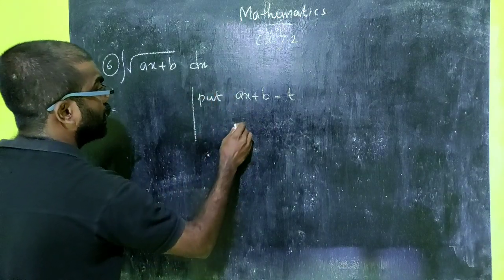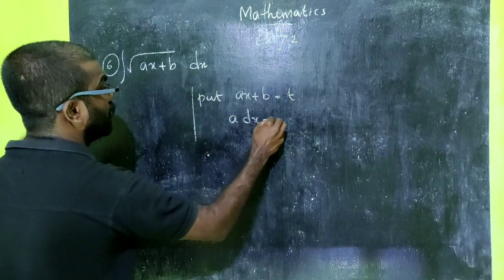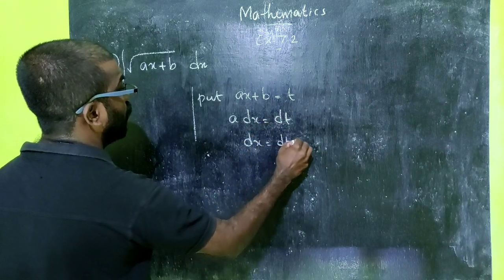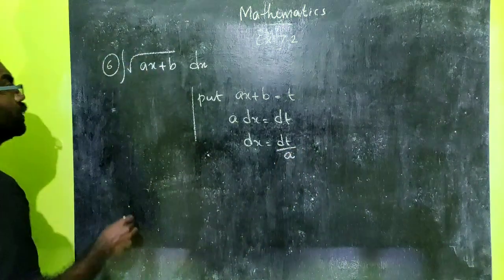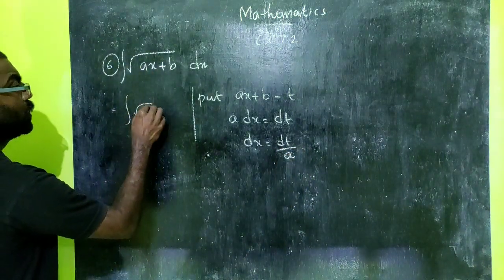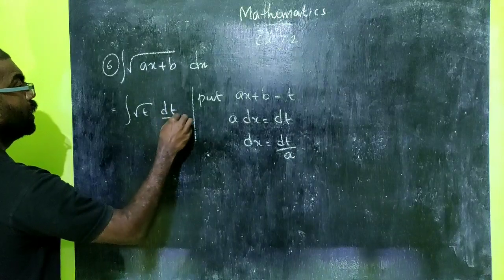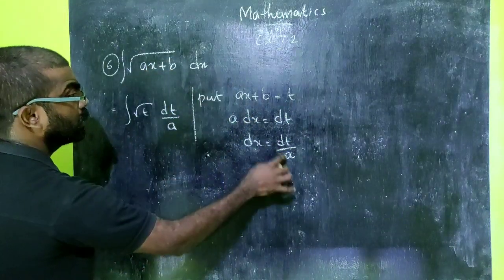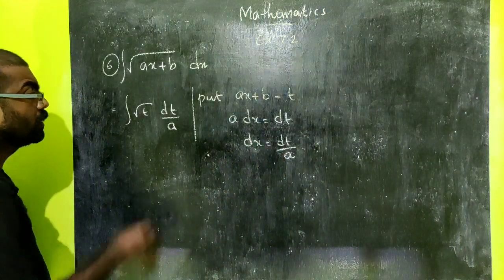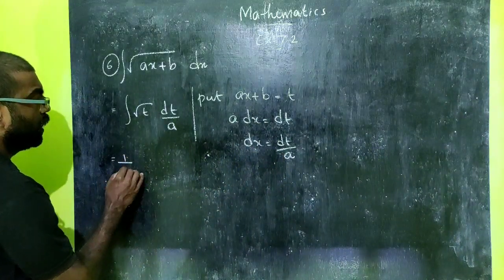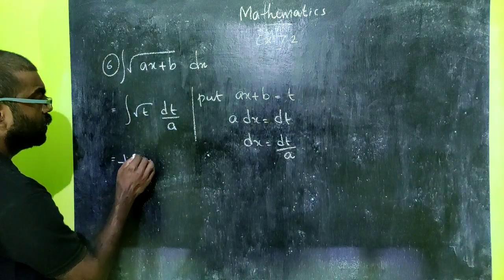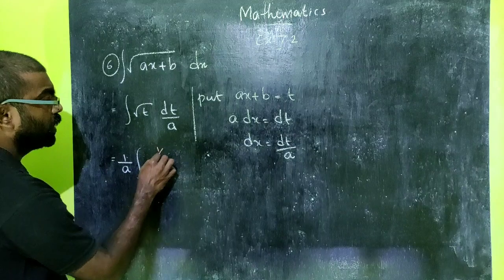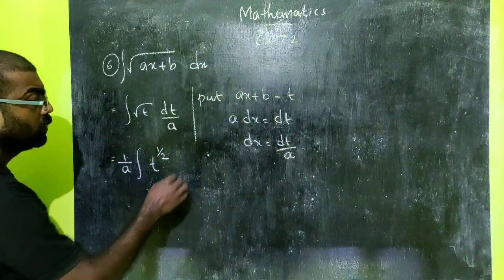By taking the derivative, we get a dx is equal to dt. So dx is equal to dt by a. Here we can replace root t into dt by a. Root of ax plus b is t and dx is dt by a. 1 by a we can take it out. So 1 by a into the integral of root t, which can be written in power form as t raised to 1 by 2 dt.